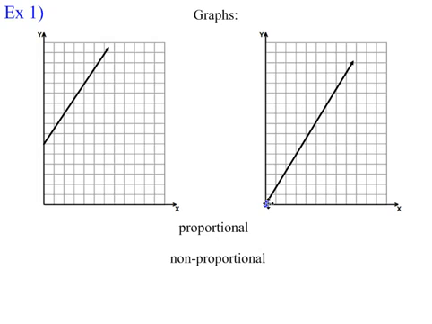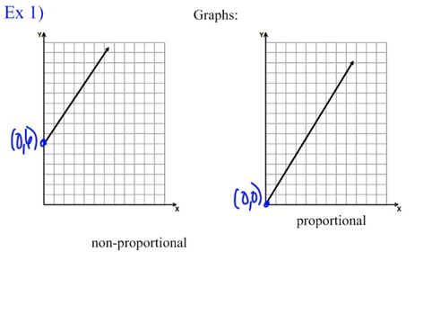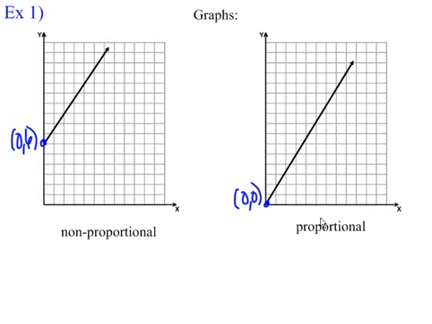One of these is proportional, one of these is not proportional. If we look at the graph, we'll notice that this graph passes through the point 0, 0. This one here passes through the point 0, 6. We know that in order for it to be proportional, it must go through the origin. It is not proportional when it passes through another point other than the origin. So that's our first part of our definition of proportional versus not proportional.